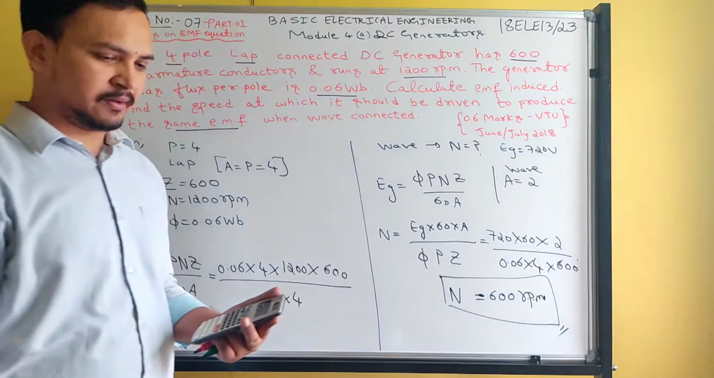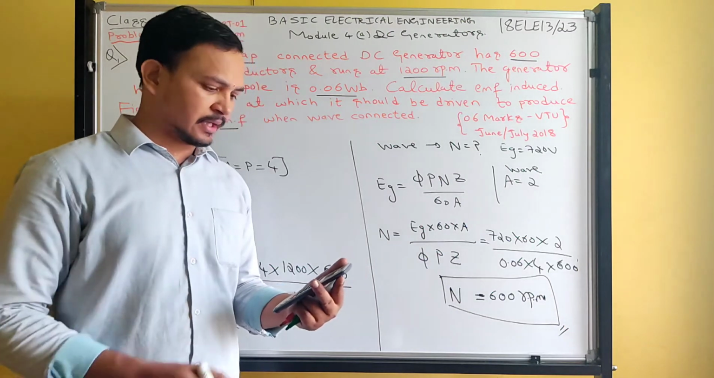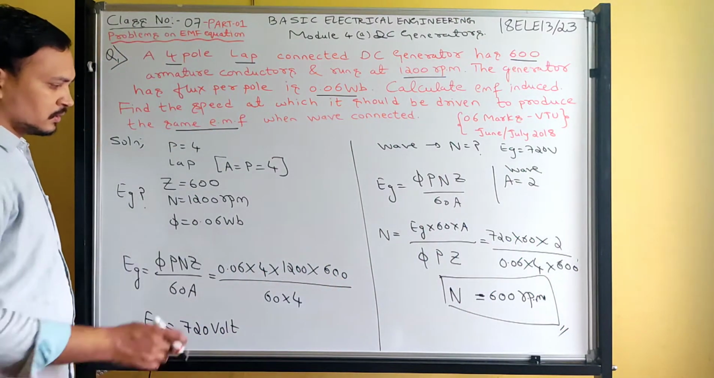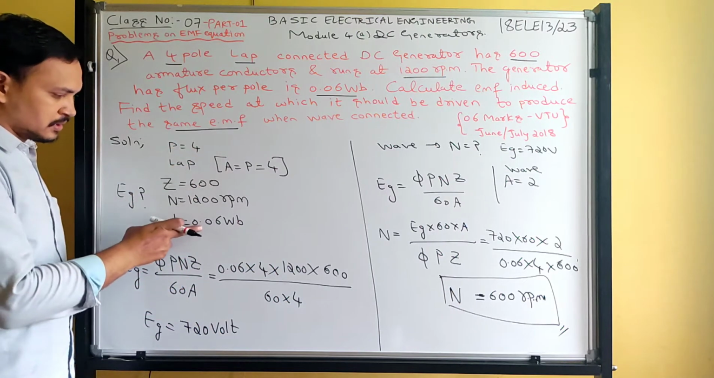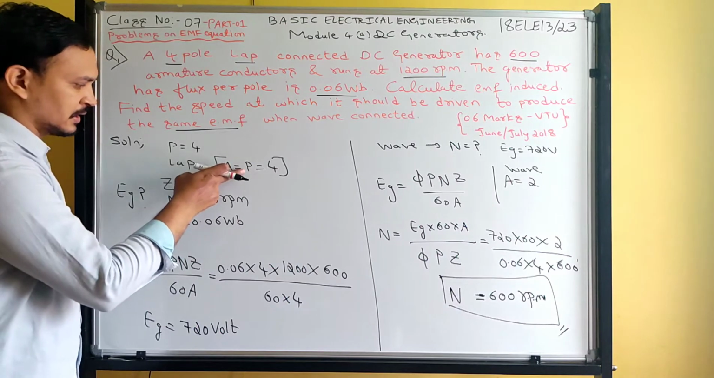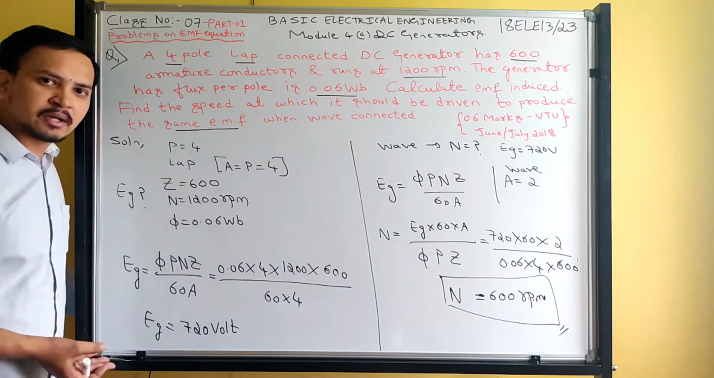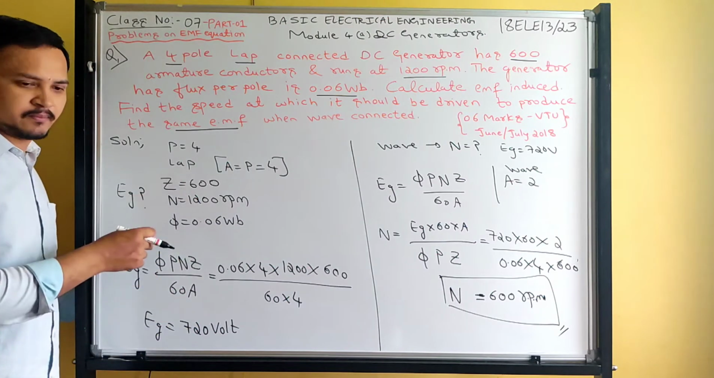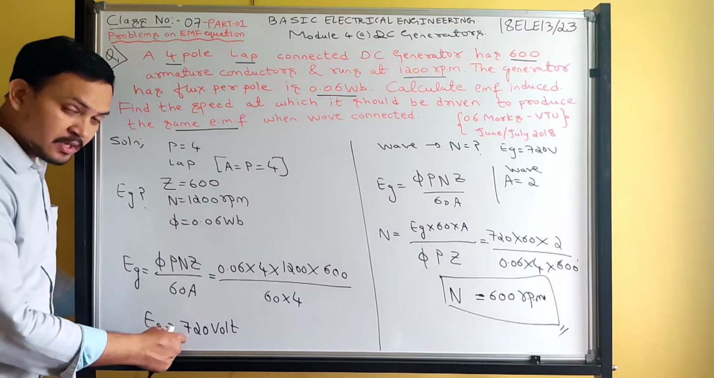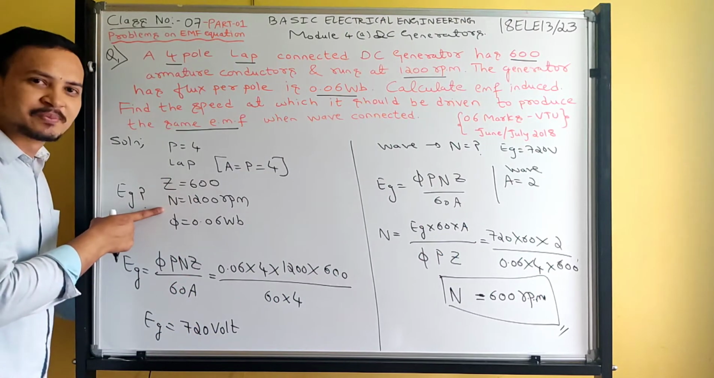Okay, wait, I will see once again whether I entered values correctly or wrong. Okay, as it is correct, 600 RPM. See guys, with this data, 4 poles, 0.06 Weber flux, and this many conductors, if it is lap connected, it runs at 1200 RPM. If it is wave connected with the same EMF, from all this data I got Eg. With the same EMF, if the machine is wave connected, what will be the new speed?